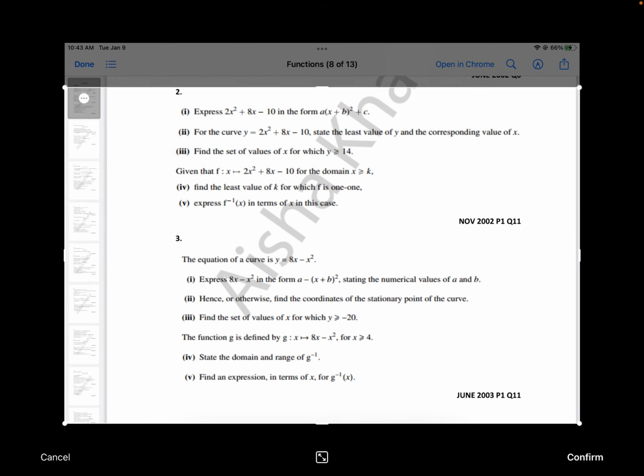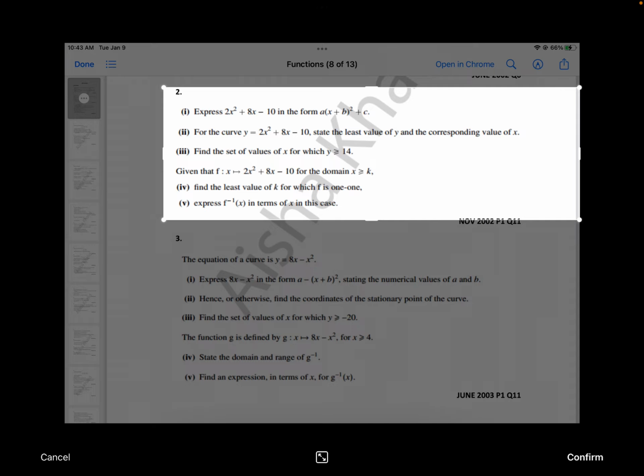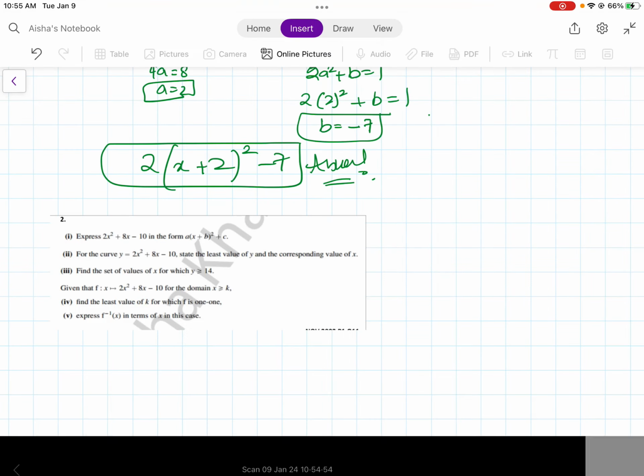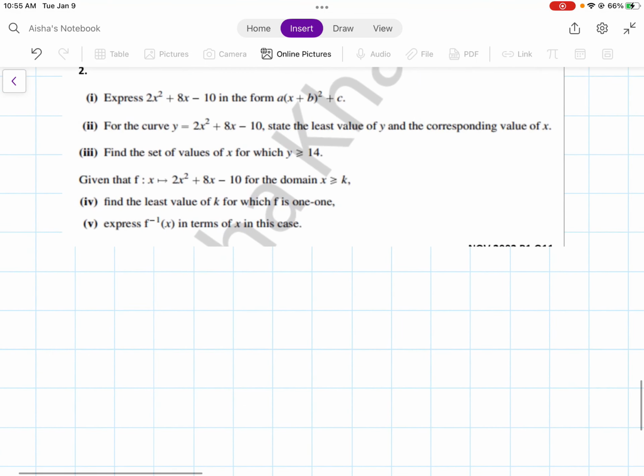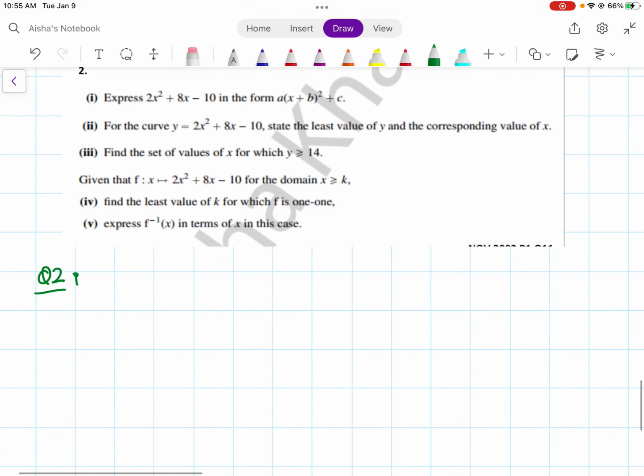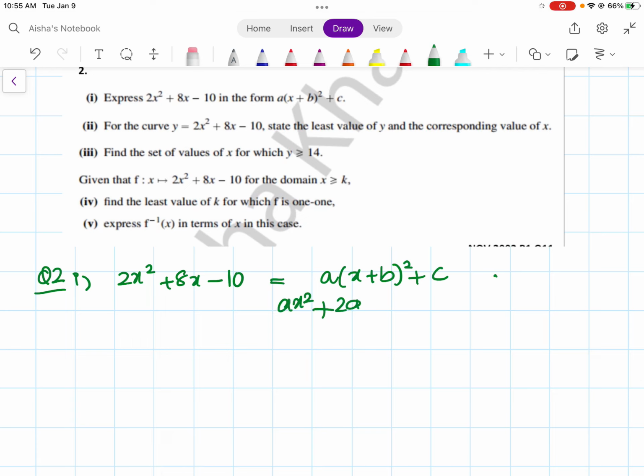Let's look at another question. Now that was more of a quadratic question than a functions question, but all function questions involve concepts of quadratic. Question number 2(1). Express 2x squared plus 8x minus 10 in the form. Simply expand it. Be careful of the expansion.